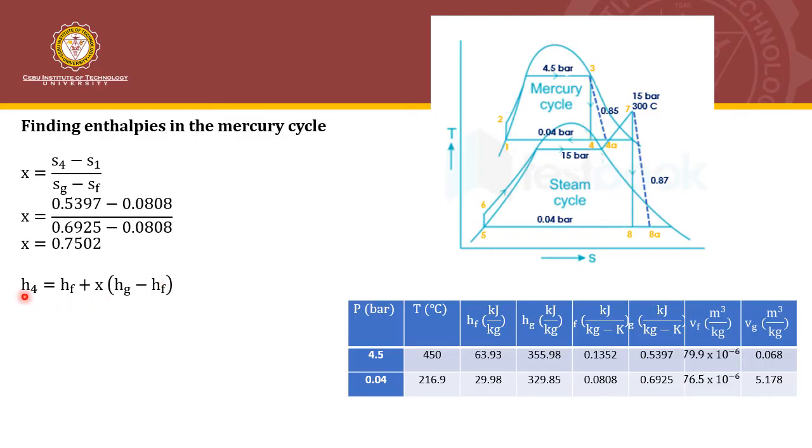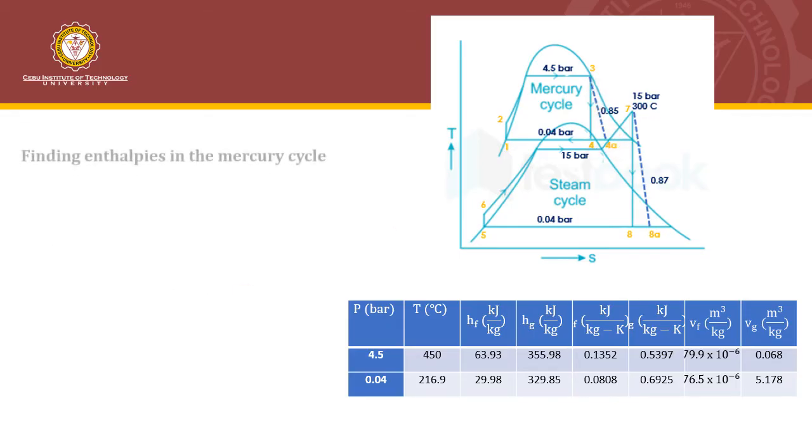And then we can now solve the value of H4 by substituting the values in the relationship Hf plus x multiplied by the latent heat of vaporization, Hg minus Hf. Substituting the values, also from the table, Hg for 0.04 bar is 329.85 and the Hf is 29.98. That's why we have H4 is 254.94 kilojoules per kilogram. Since there is a deviation in this cycle, we need to obtain the value of 4A.